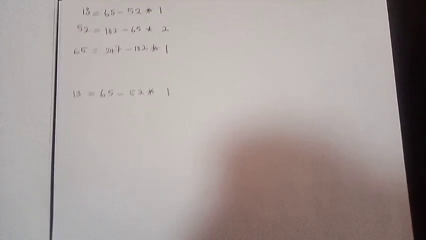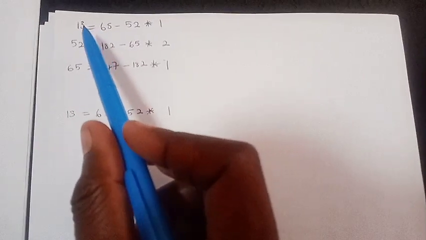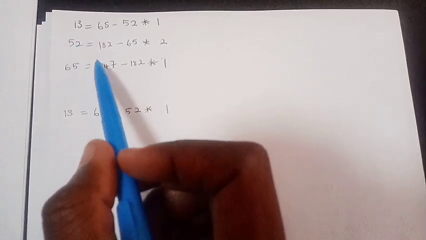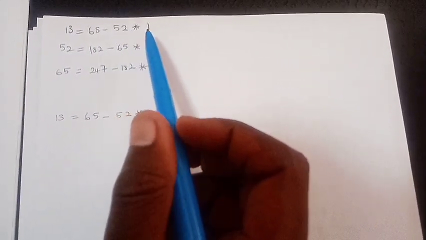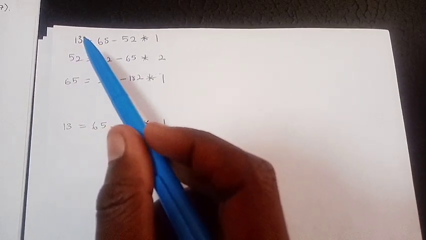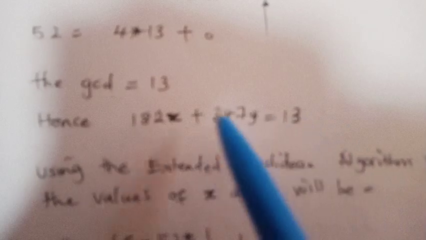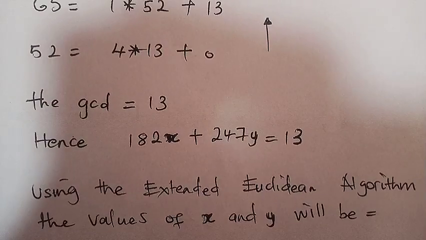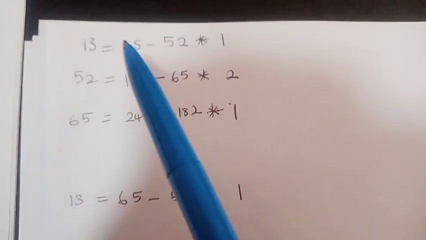Okay, so now we are continuing with our question. Since we now have these three equations, this is the first, the second and the third. We are going to take this one, which says 13 is equal to 65 minus 52 by 1. Why did we take this one? Because our GCD is equal to 13 and our overall equation is also equal to 13, and this is the overall equation here: 182x plus 247y is equal to 13. So we take this 13 equation and write it down like this.